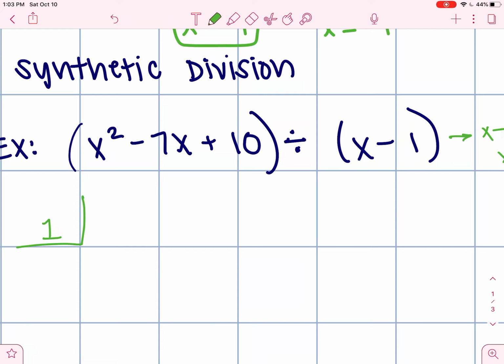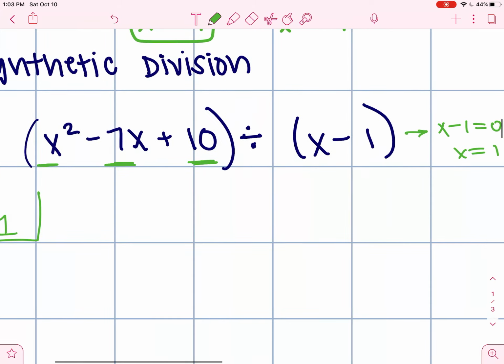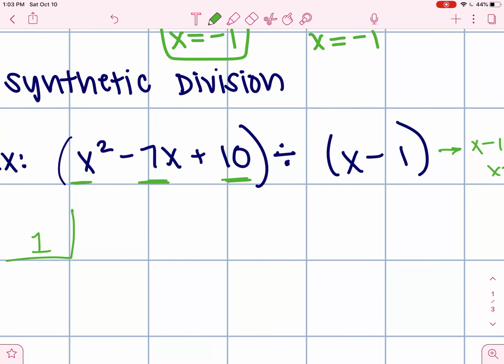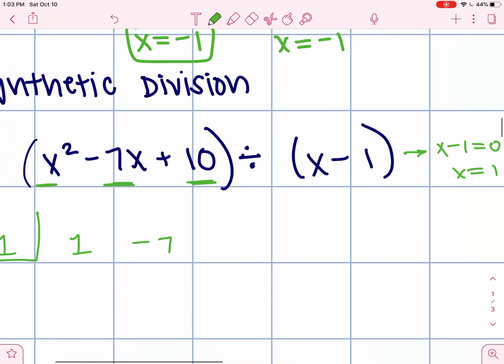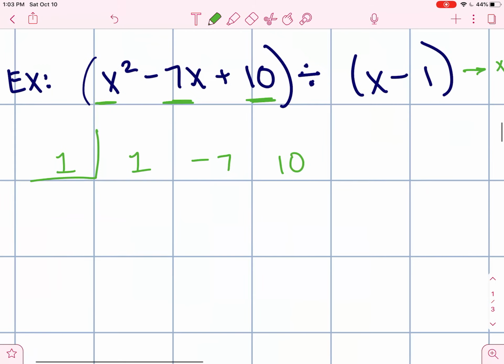And then we have to list out our coefficients of the original equation. So the coefficient of x squared, minus 7x, and then 10. And obviously 10 is also going to go here even though it's a constant. But first let's list out the coefficients in order. The coefficient of x squared is going to be 1. The coefficient of negative 7x is negative 7. And then we list out our 10 right here. And then we draw a bar to separate our work from our answer.